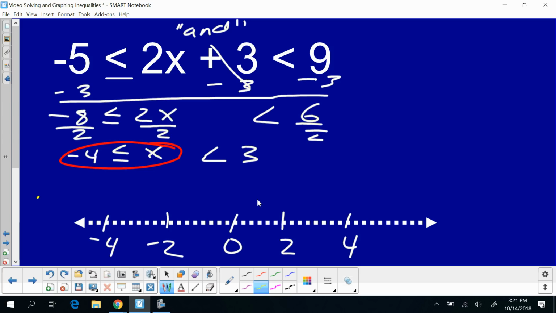Negative 4 is less than or equal to negative 3. Negative 4 is less than or equal to negative 2. So all of these values from negative 4, including negative 4, and larger, satisfy what I have up here in the red.